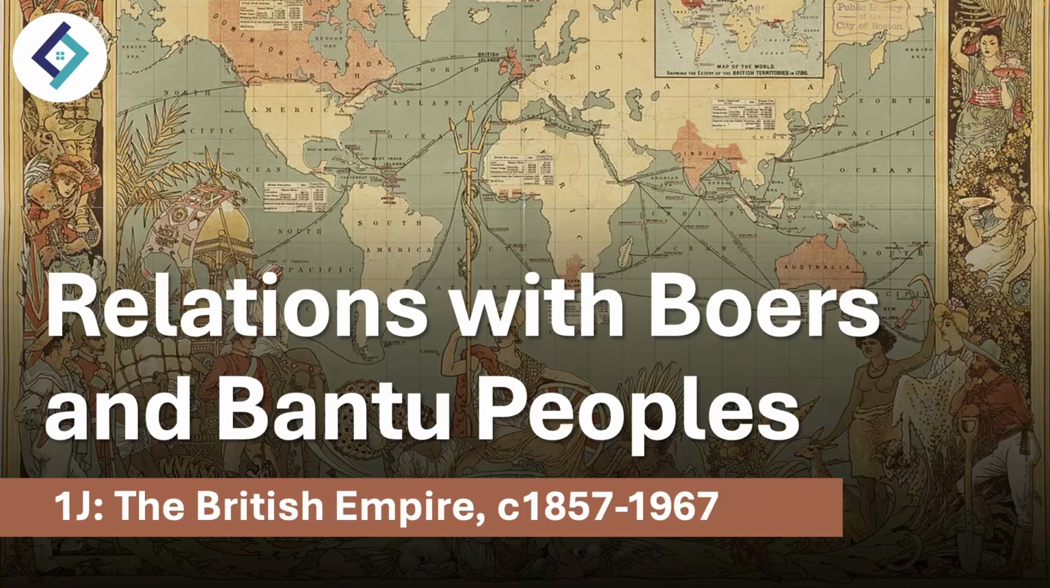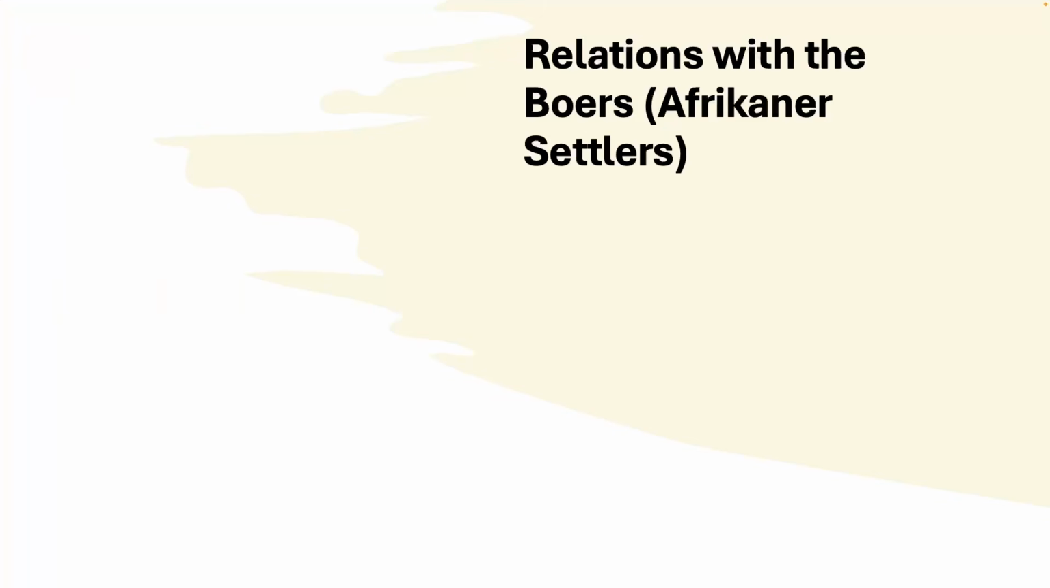These both illustrate one of the areas of the specification where you have to explore the relationship and relations with indigenous populations, and these are good case studies to use to illustrate the examples for this time period. So let's begin by looking at the relationship with the Boers, the Afrikaner settlers, and we're going to do so by looking at a basic timeline.